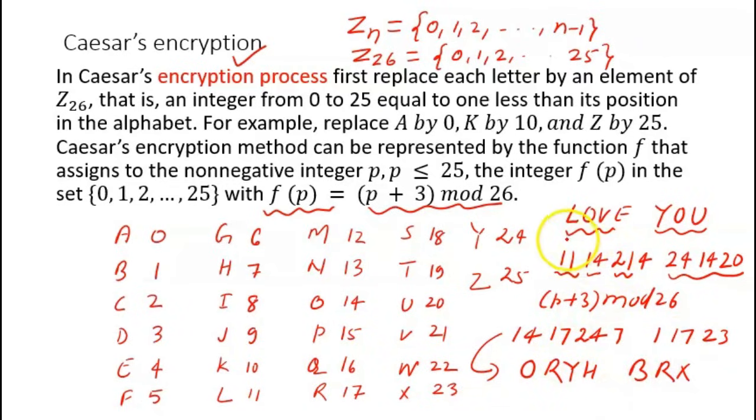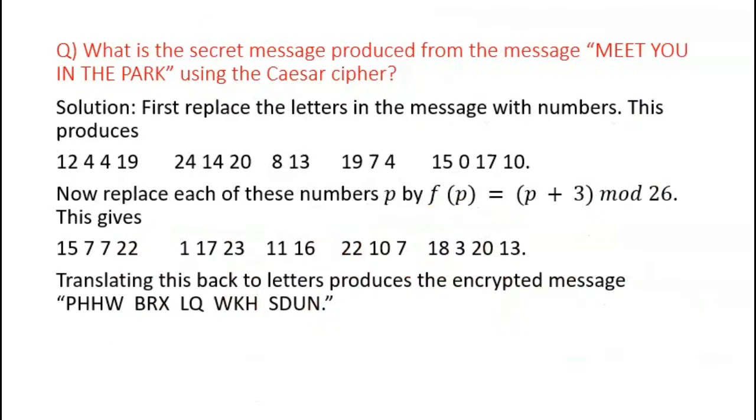So the original message was "love you", and using the Caesar encryption process, we have changed the original message into this message. So this is the process of Caesar encryption. Let us take one more example here to make more sense of it. Suppose we have to translate the message using Caesar encryption, and the message is "meet you in the park".